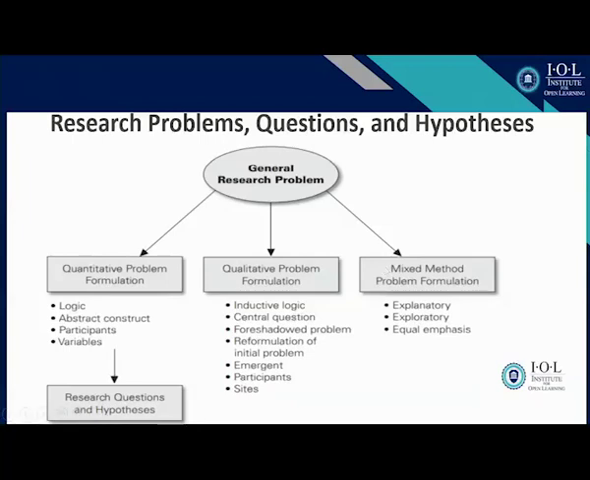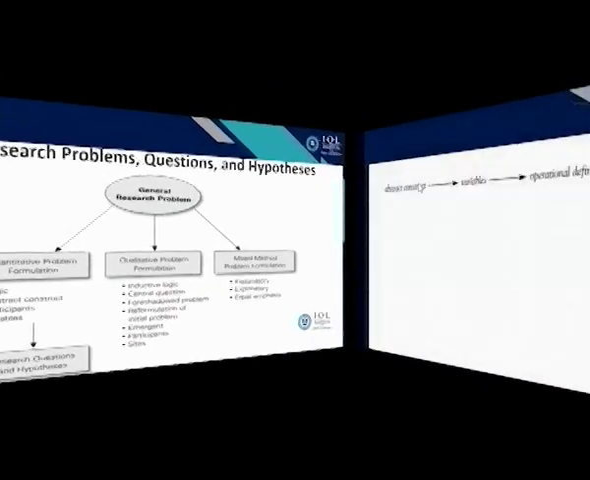So we are about to finish, just for you to know the main points of the examinations. Here, general research problems consist of the quantitative research problem, logic, and the qualitative, inductive, central questions. These are the general research problems, and mixed research is each one which you have to understand to follow the steps.